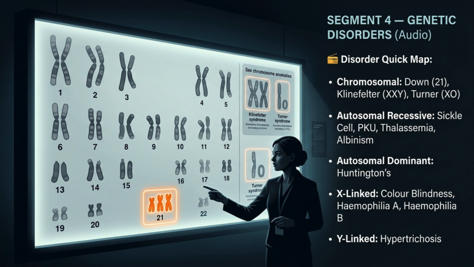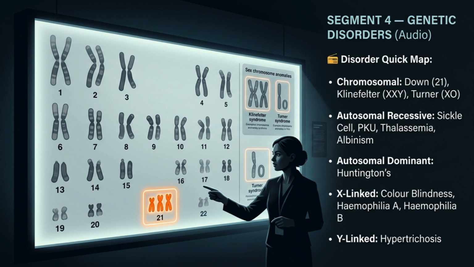Now Mendelian disorders. Sickle cell anemia, autosomal recessive. A point mutation changes glutamic acid to valine in the beta-globin chain. This causes hemoglobin to form rigid rods under low oxygen, distorting red blood cells into a sickle shape. It's also an example of pleiotropy, one gene affecting oxygen transport, cell lifespan, and sickling, multiple phenotypic effects.